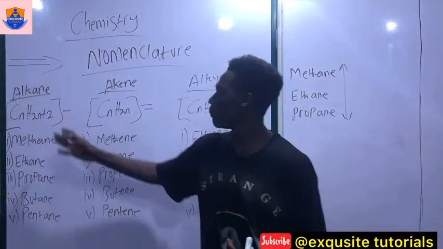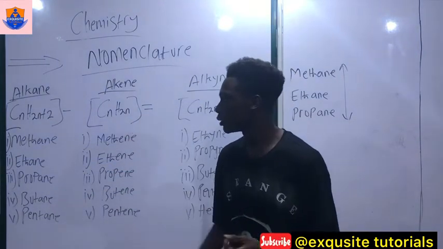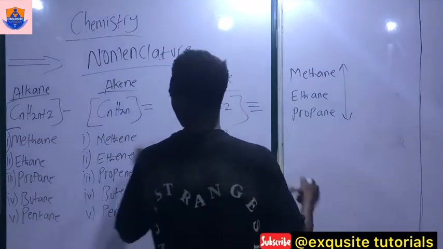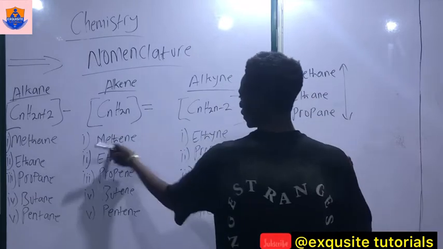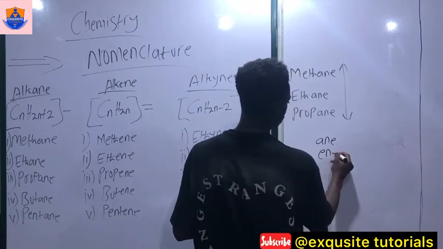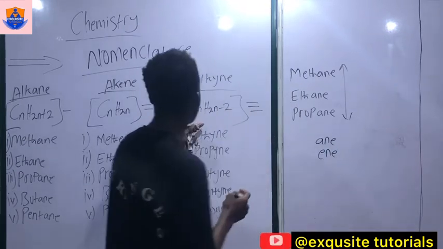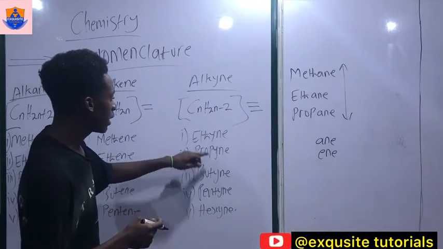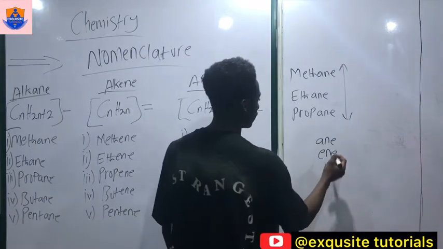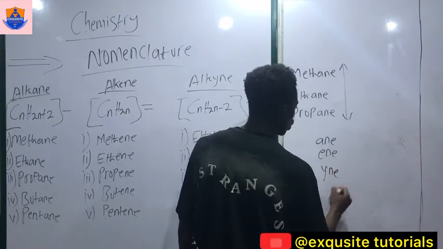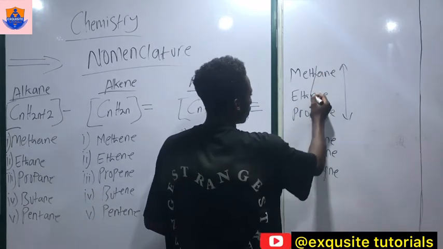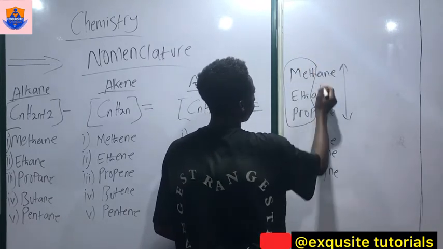Now each member here has different names. Why is it like that? Now the suffixes change. We have methane here, then we have ethane. Now what changes is this: the ane and the ene. Then for the alkane, we have ethane, propane, butane, pentane, then hexane. Now they have what? YNE. So each group has the same prefix but a different suffix.